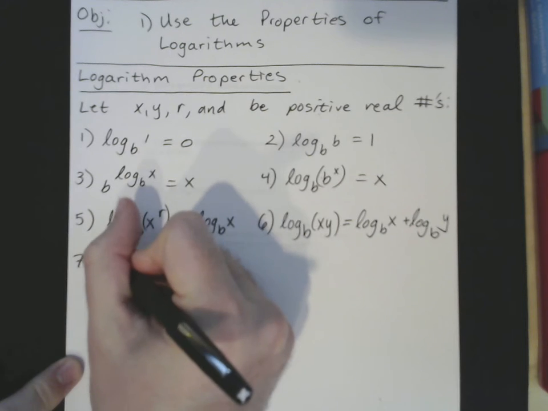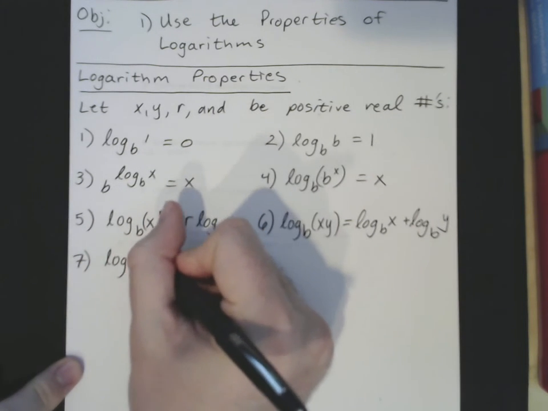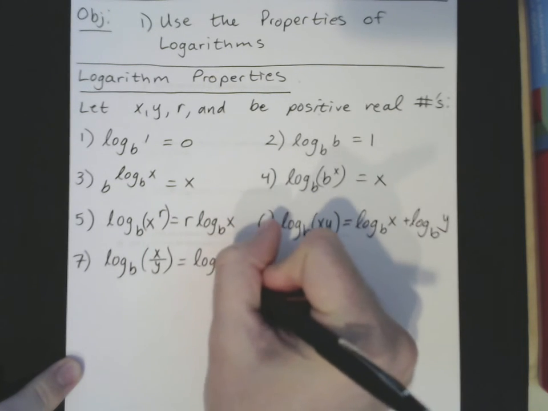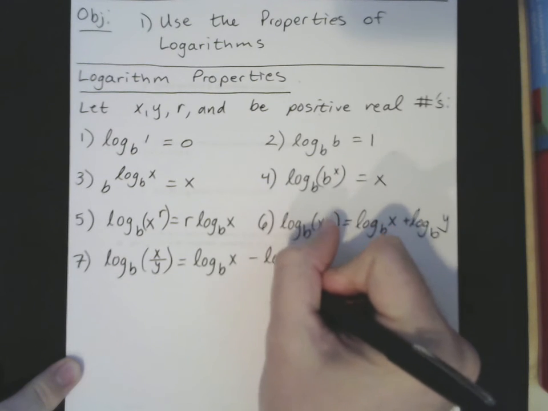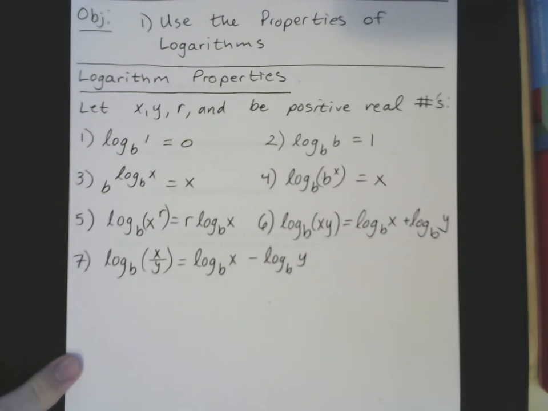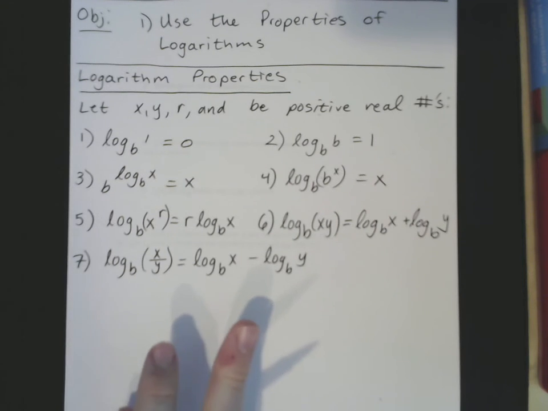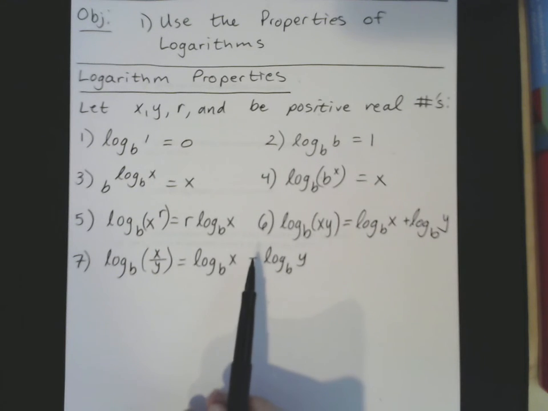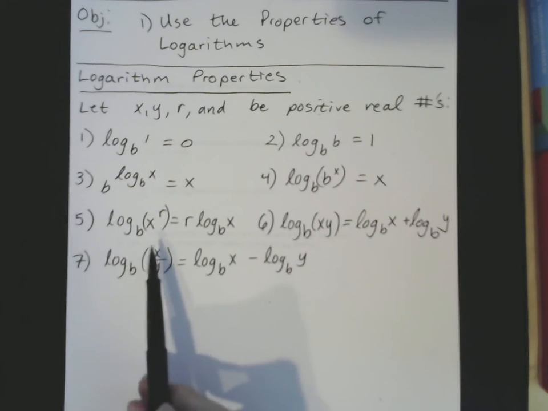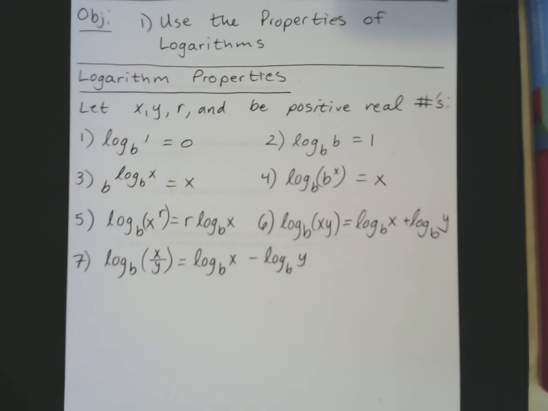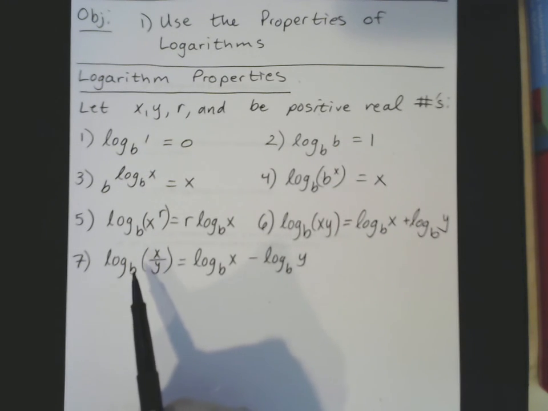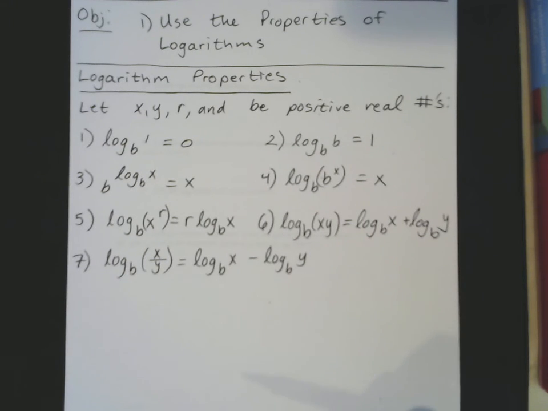And similarly, log base b of x over y equals log base b of x minus log base b of y. So this is the division and difference property. If you have two logarithms of the same base that are being subtracted, you can combine them into a division of the arguments with the same base. And of course, you can also go the other way. If you have a division of arguments, you can always split that into two logarithms being subtracted.